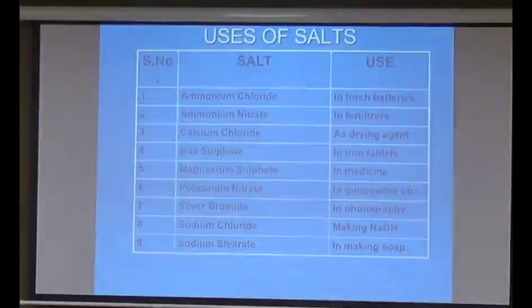Then we have these uses of salts given. We know salts are used for various purposes.